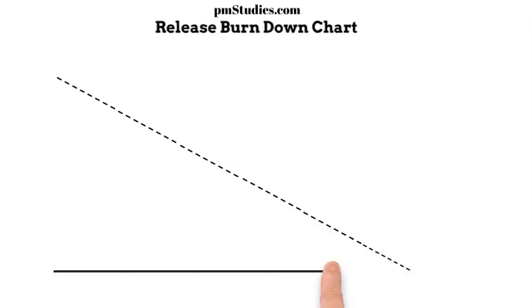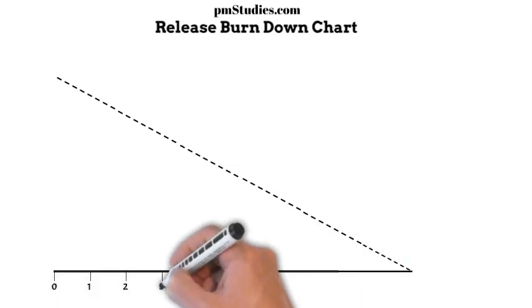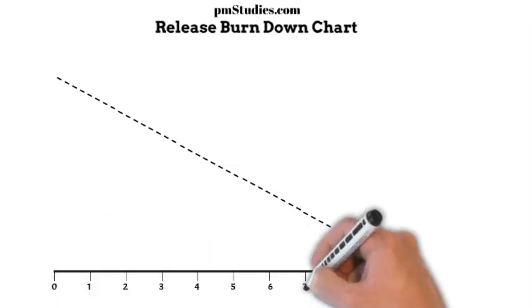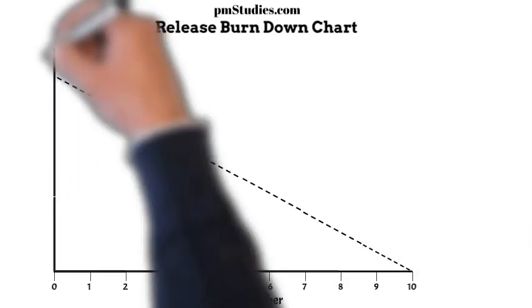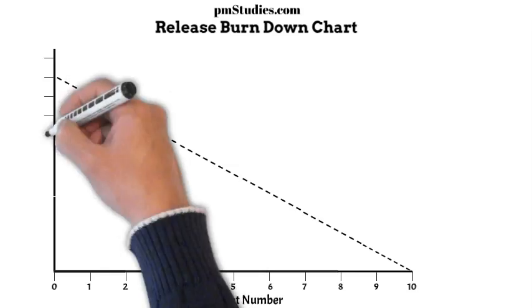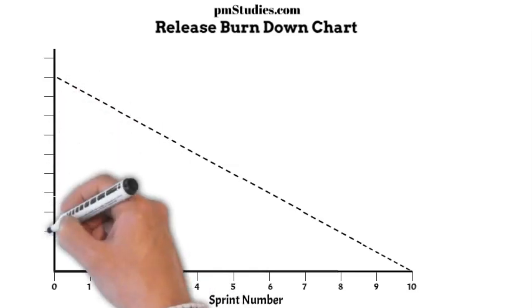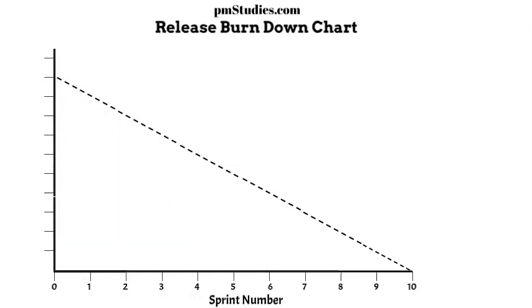Let's draw the x-axis representing the sprints in a release. In our example, we will use 10 sprints, and the y-axis representing the amount of work that needs to be done for the release. This can be in story points, hours, or tasks.